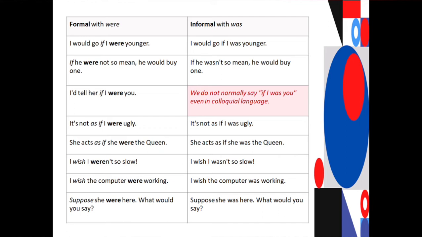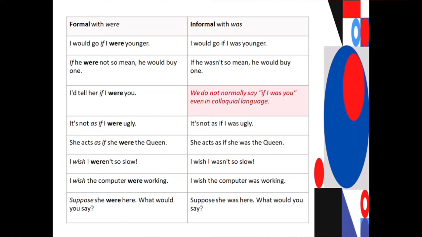Examples. I would go if I were younger. I would go if I was younger. If he were not so mean, if he wasn't so mean, I'd tell her. If I were you. Generally, for the expression if I were you, you're not going to hear a person say if I was you, because this expression is really well known. She acts as if I were ugly, not as if I was ugly. She acts as if she were the queen. She acts as if she was the queen.